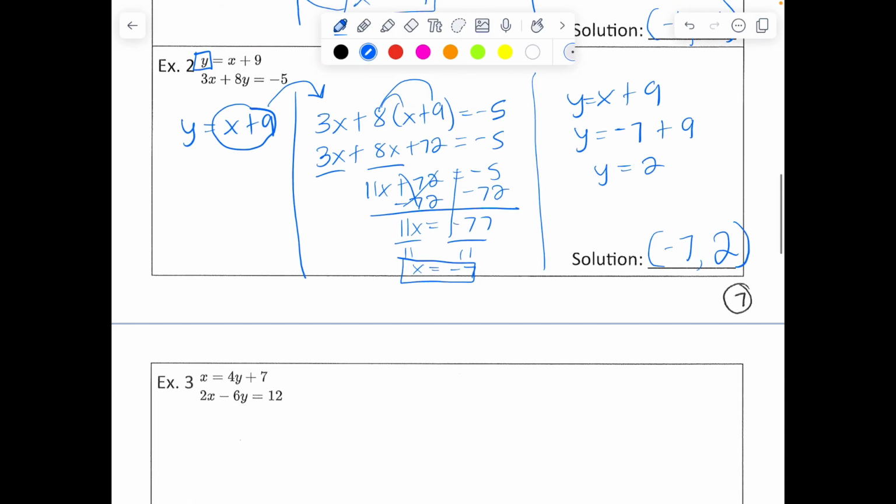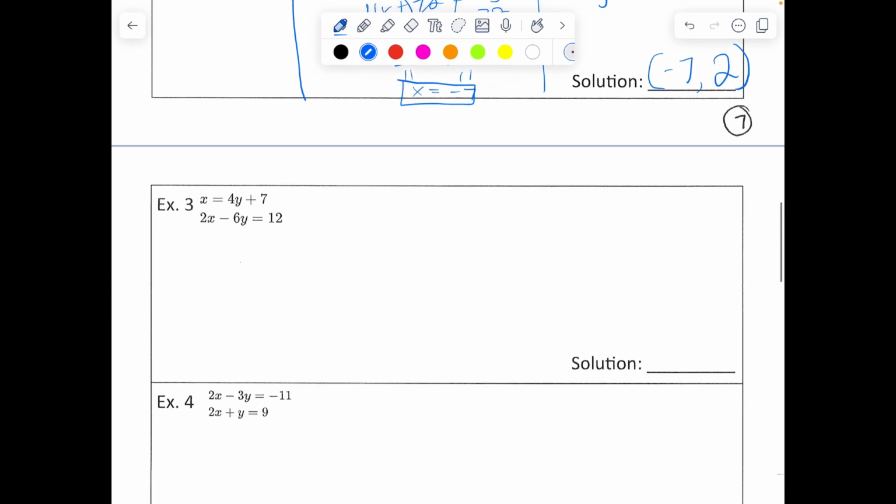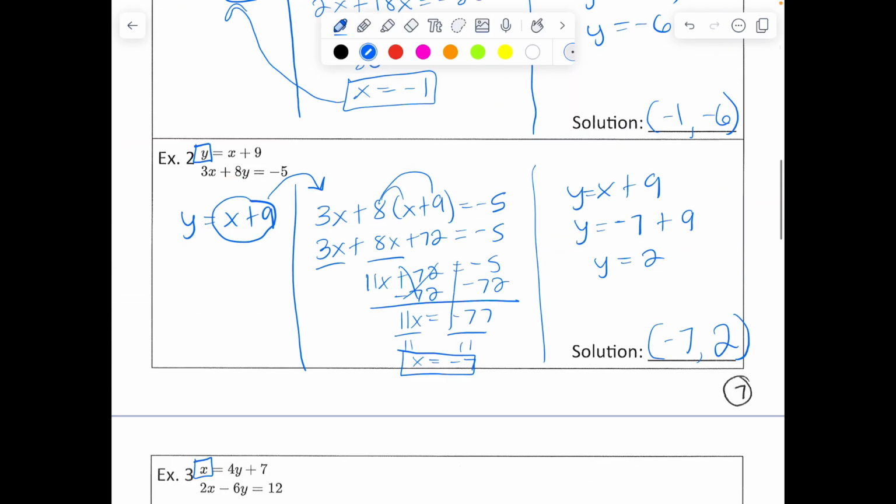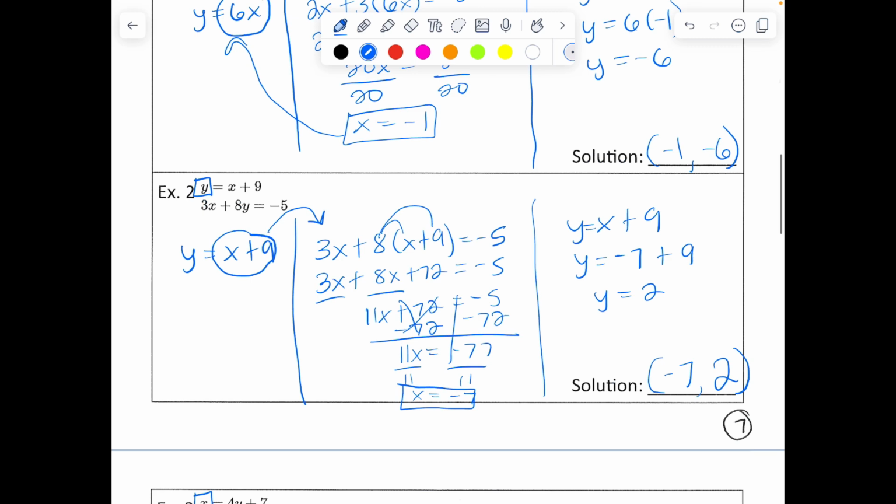So what you're going to do now is pause the video and try number 3 on your own. Instead of y on number 3, we have x here, so you're going to plug that x into the second equation, just like we did on examples 1 and 2. When you're done, you're going to check in with the sub. They'll have the answer key for you. Once you've got number 3 all good, you can move on to number 4. But if you're still confused about what we did on numbers 1 and 2, you can always go back and rewatch those.